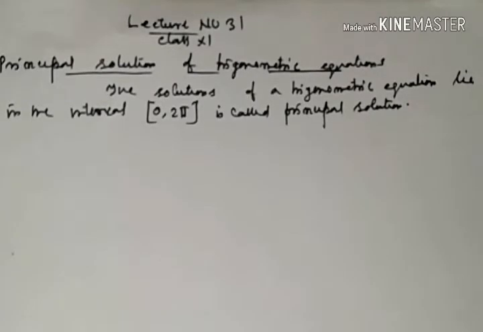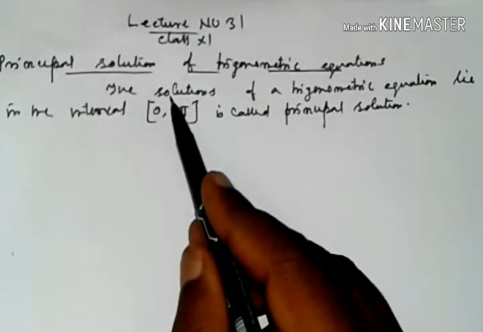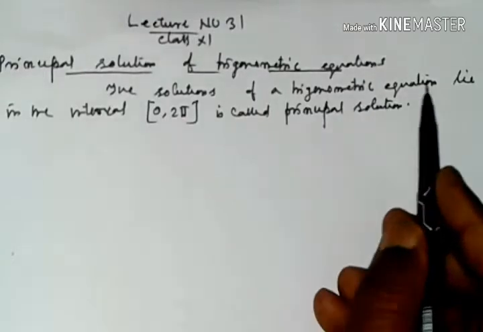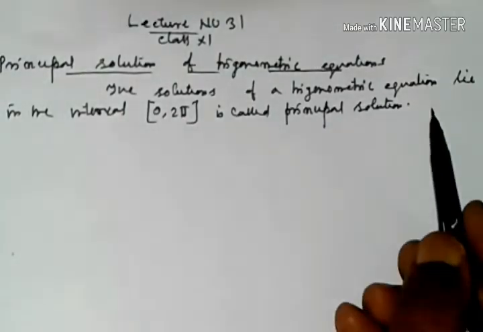Today I shall discuss the principal solution of a trigonometric equation. The solution of a trigonometric equation that lies in the interval 0 to 2 pi is called the principal solution.